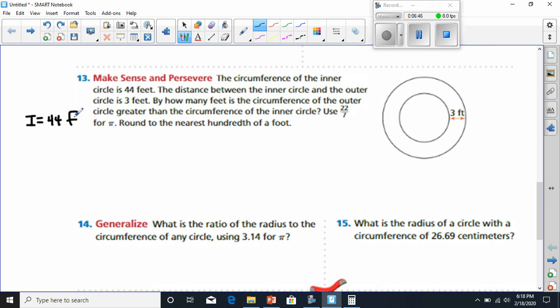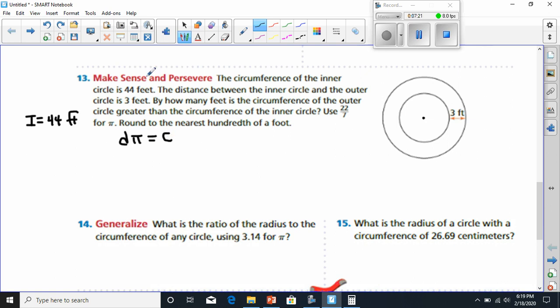So to find the difference, I need to find out what is the outside. Well, before I can figure out how much the outside is, I need to figure out what the diameter of the inside of this circle is. Okay? So to do that, I'm going to use my formula because they gave me the circumference. I can find the diameter by using the formula diameter times pi is equal to the circumference.